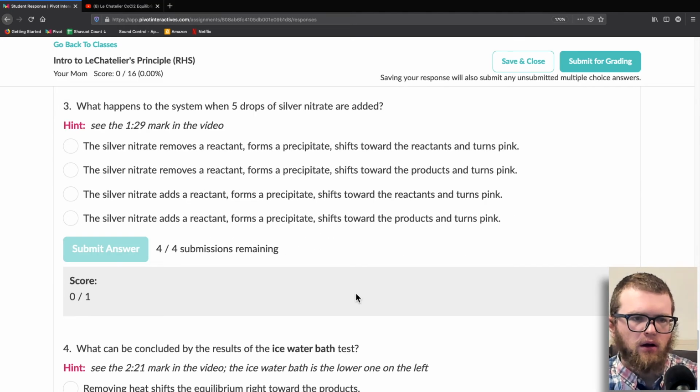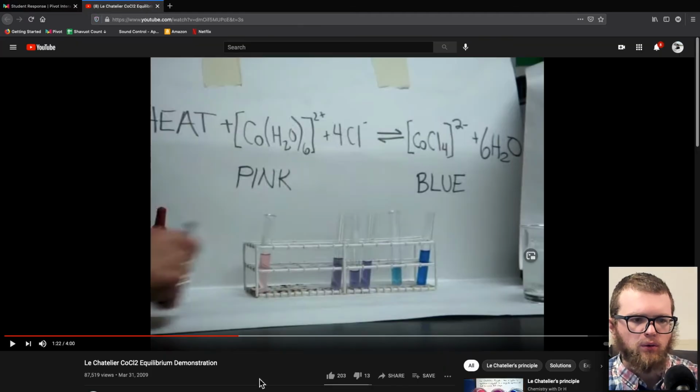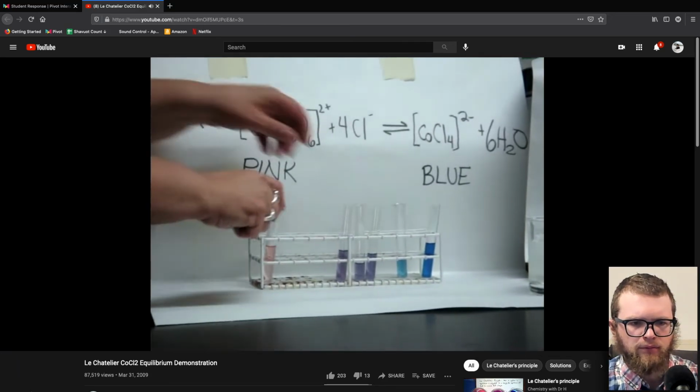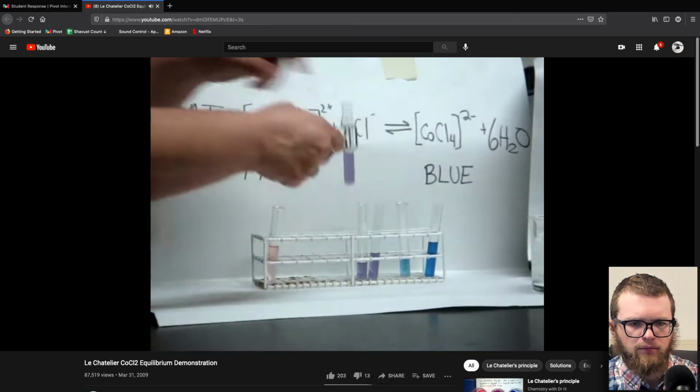Okay. Question 3, what happens to the system when 5 drops of silver nitrate are added? Hint, see the 1 minute 29 mark of the video. So we'll skip ahead. Oh, hey, we're pretty much there already. Alrighty, so acid made it shift right. Let's try something else now.